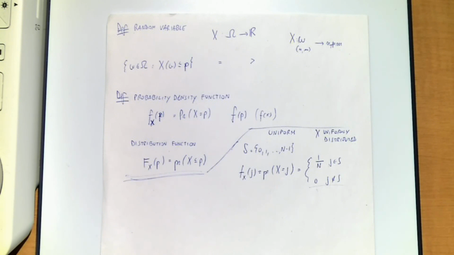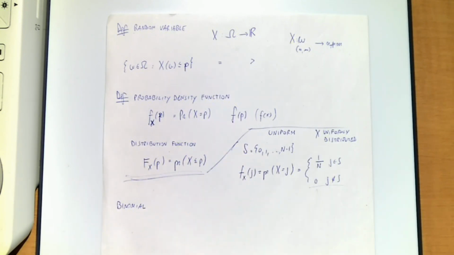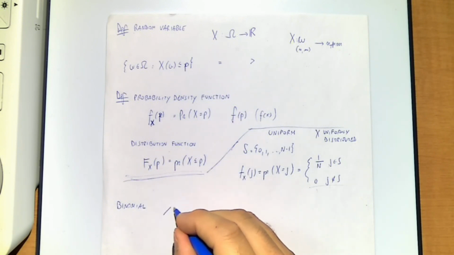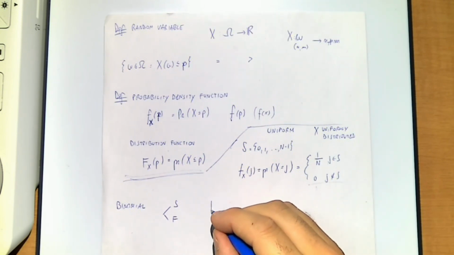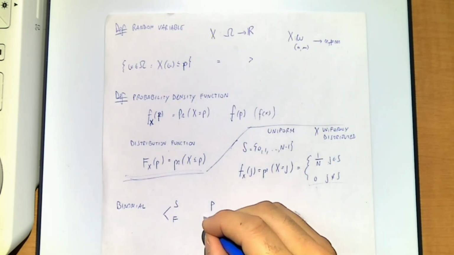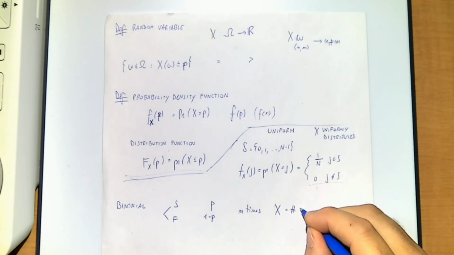Another one, the last thing that we'll see today, and you may have seen already, is the binomial distribution. The binomial distribution is also relatively simple. Basically, I have two events: success or failure. Let p be the probability of success, and then failure would be 1 minus p. The experiment is performed n times, and the random variable x is the number of successes.